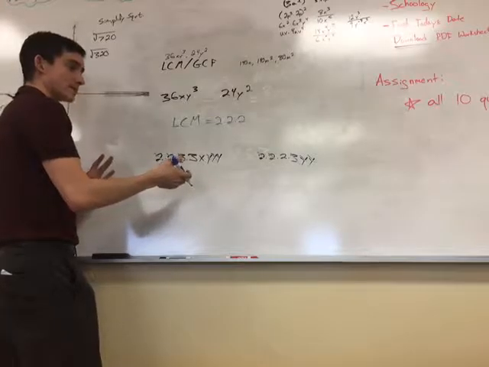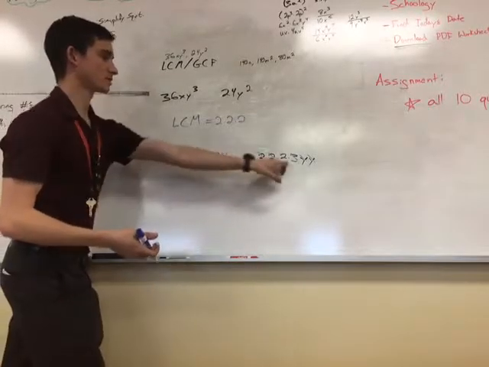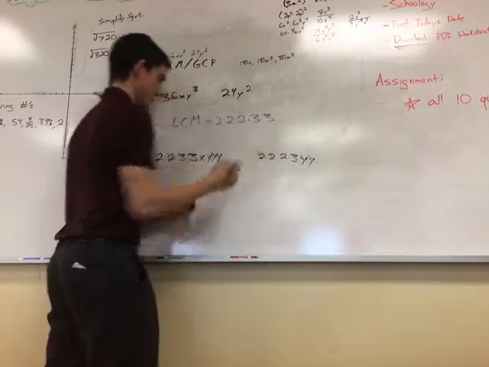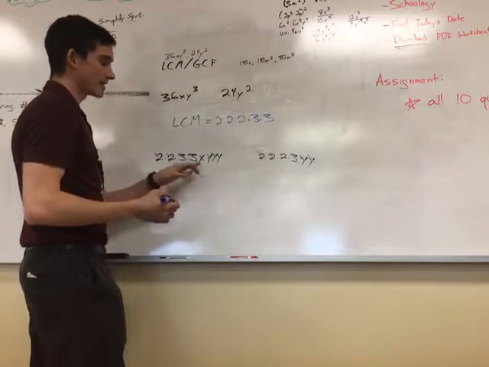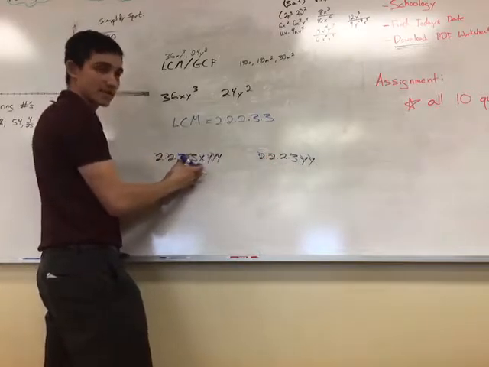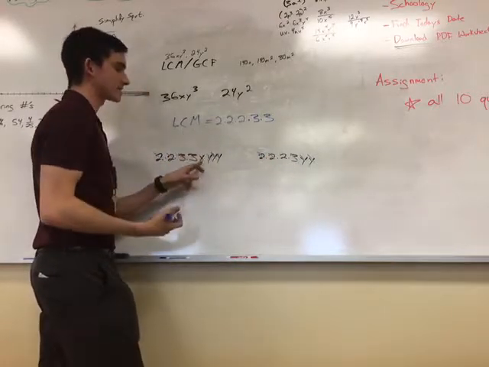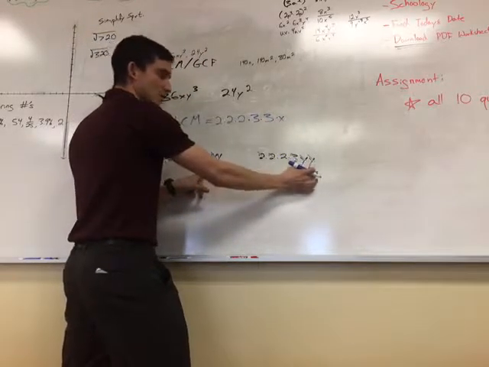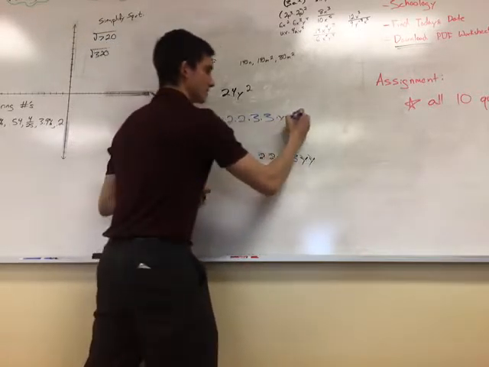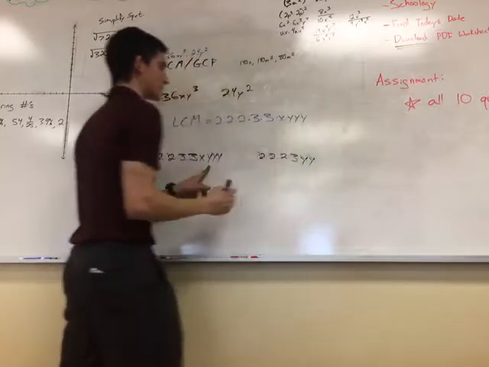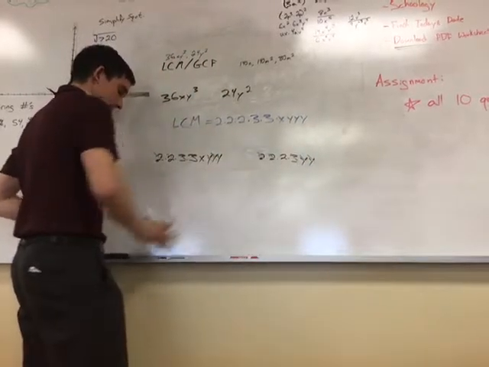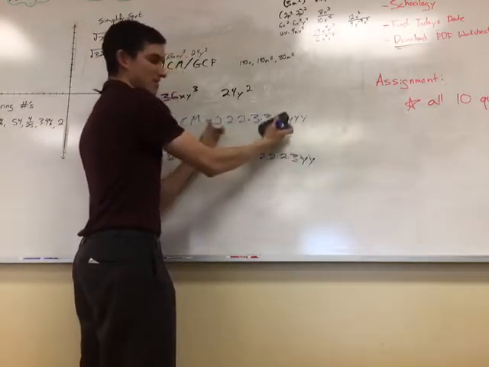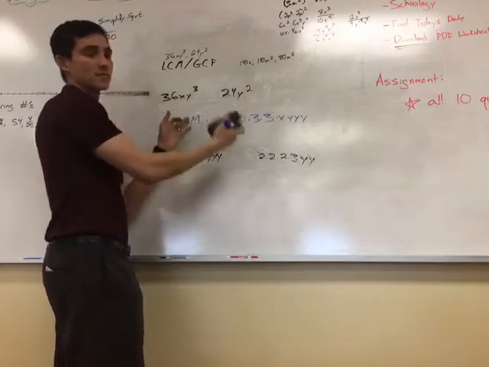When I think about 3's, I'm looking for the greatest number of 3's. So here's 1 3, here's 2 3's. So the greatest number of 3's is 2 3's. When I look at x's, this one doesn't have x's, this one does have an x. I'm looking for the greatest number of x's. So 1 x. This one has 3 y's, that one has 2 y's. I'm looking for the greatest number of y's. So 1, 2, 3 y's. So now I've gone through every factor. This is my least common multiple. When I multiply this all out, that's going to be the smallest number that both of these numbers will be able to divide.